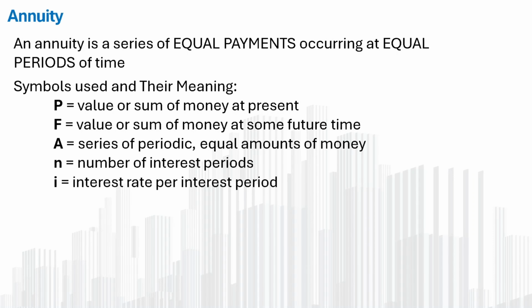So by definition, an annuity is a series of equal payments occurring at equal periods of time. That is your only clue whether your engineering economics problem is an annuity problem. Remember that it must have equal payments spread over equal periods of time.